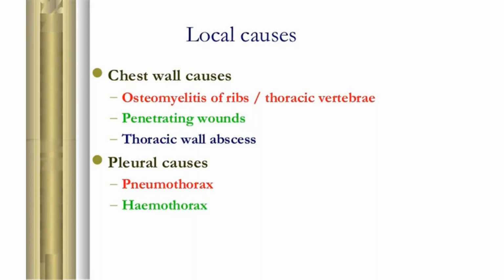So the pleural causes: pneumothorax, hemothorax, which means there is blood in the pleural cavity, a very good culture media for infection. That's why if hemothorax or clots are present in the pleural cavity, they should be removed immediately. One should not wait much, otherwise it leads to infection and empyema.